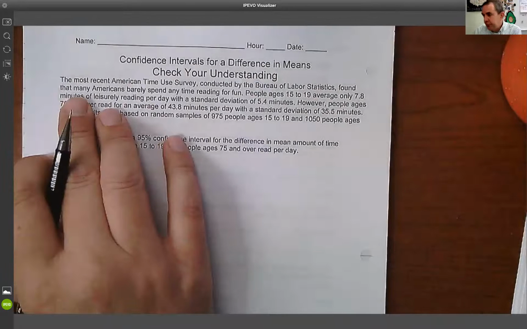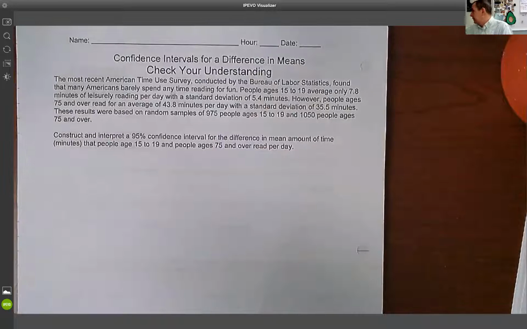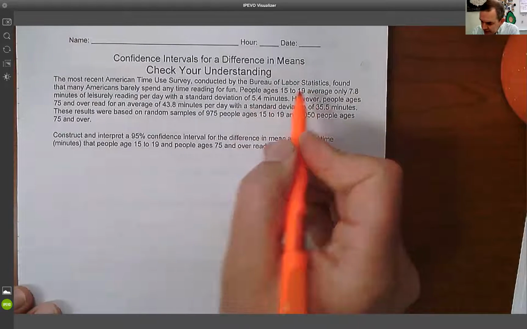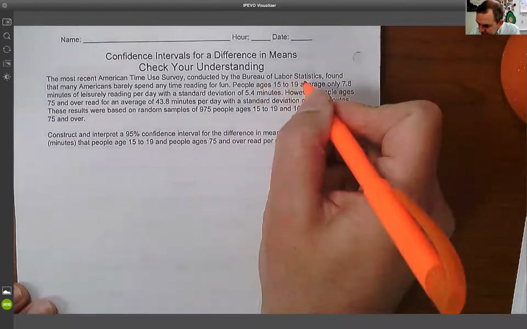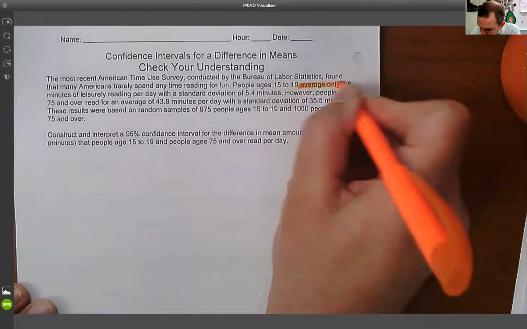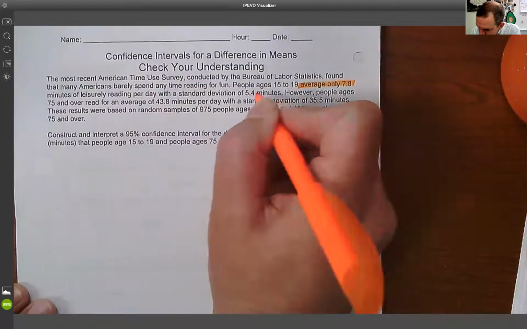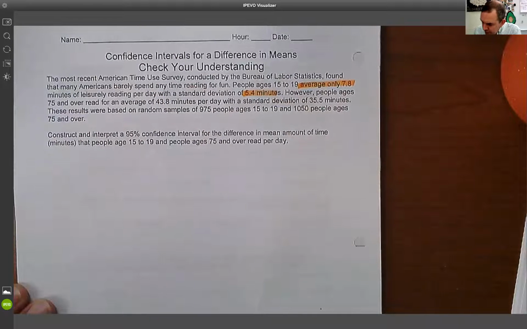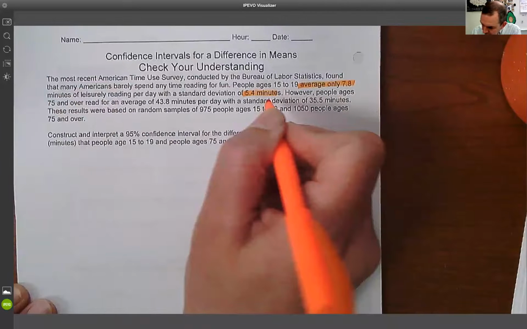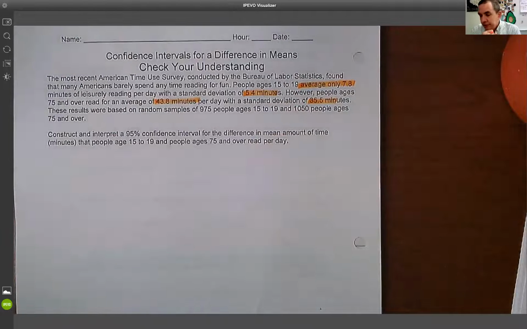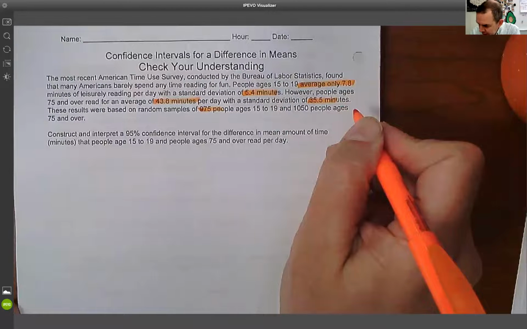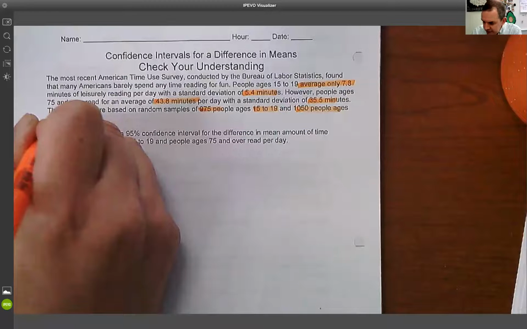So let's read through and pull out the information we need. As I read through this problem, I see the most recent American Time Use Survey conducted by the Bureau of Labor Statistics found that many Americans barely spend any time reading for fun. People ages 15 to 19 average only 7.8 minutes of leisure reading with a standard deviation of 5.4. However, people age 75 and over average 43 minutes with a standard deviation of 35.5. These results were based on random samples of 975 people age 15 to 19 and 1,000 people age 75 and over.